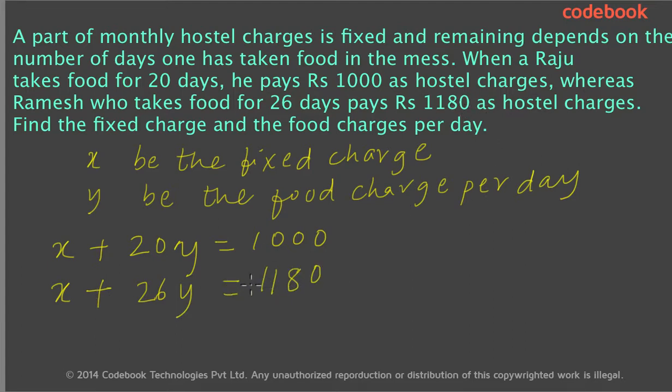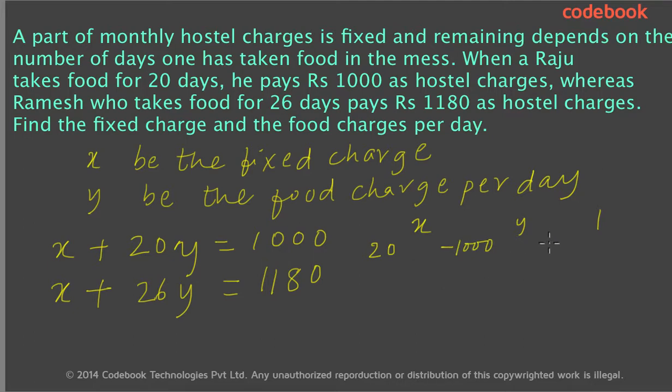Now, in order to apply the cross multiplication method, we can draw the figure that we have seen previously, with X, Y and 1. Here we need to put B1. B1 here is 20. Here we put C1. C1 in this case is, if you bring 1000 to the other side, it becomes minus 1000. So that is your C1.